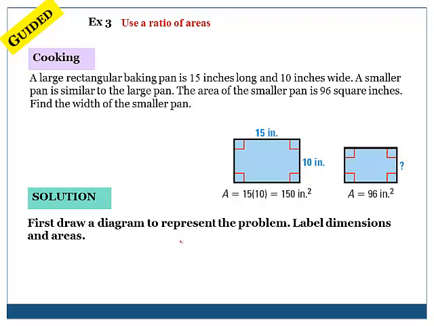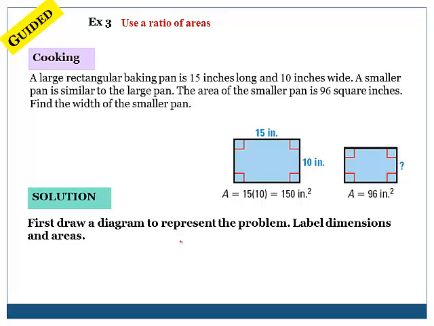Alright, so for example 3, we have a rectangular baking pan that is 15 inches long and 10 inches wide. A smaller pan is similar to the large pan. The area of the smaller pan is 96 square inches. Find the width of the smaller pan. So, first thing we need to do is draw a diagram, and we have a diagram drawn out for us. What we're trying to find is the question mark. So, we have side lengths and we have areas of both of these.